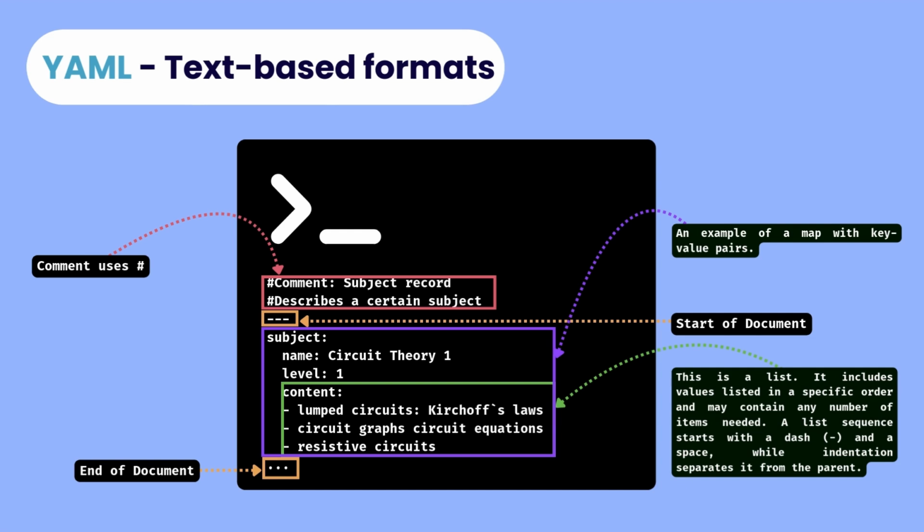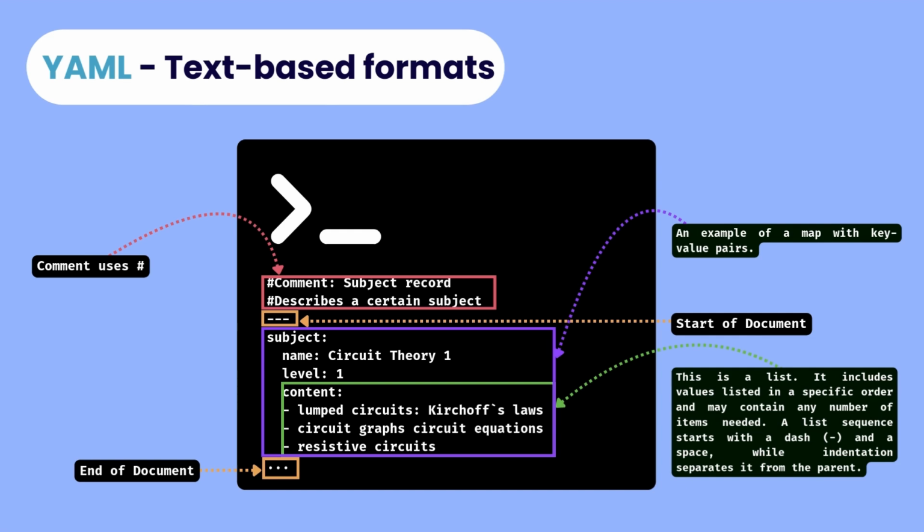The three dashes at the beginning of the YAML file indicate the start of the file, whereas the three dots at the end indicate the end of the file. If you'd like to create a map within YAML, you would need to increase the indentation level. For example, for the subject, we have mapped to it three things: the name, the level, and the content. And the way we did that is through increasing the indentation.